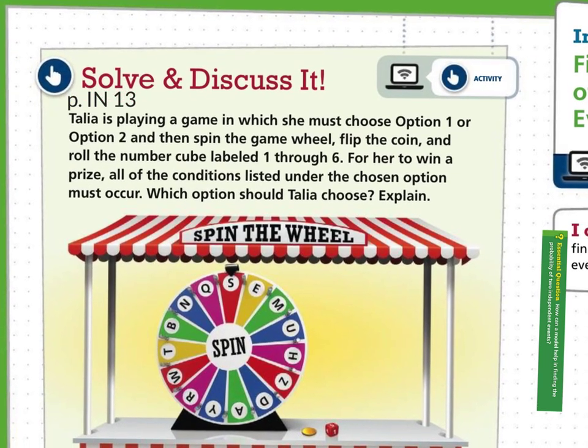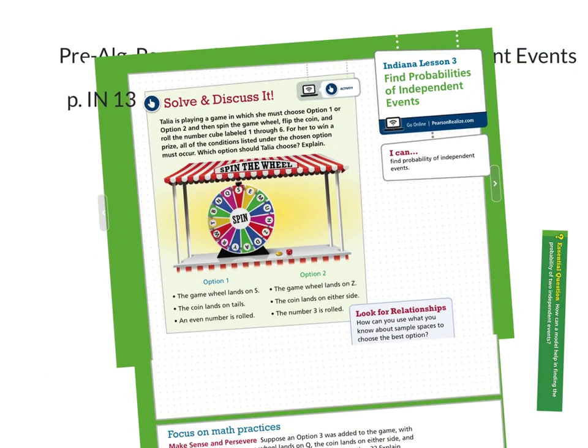Talia is playing a game in which she must choose option 1 or option 2 and then spin the game wheel, flip the coin, and roll the number cube labeled 1 through 6. For her to win a prize, all of the conditions listed under the chosen option must occur. Which option should Talia choose and explain?